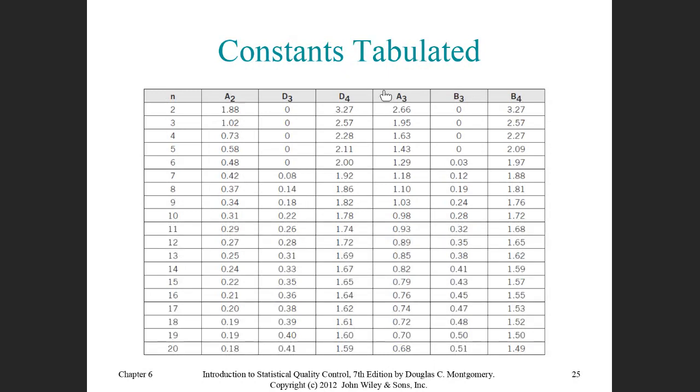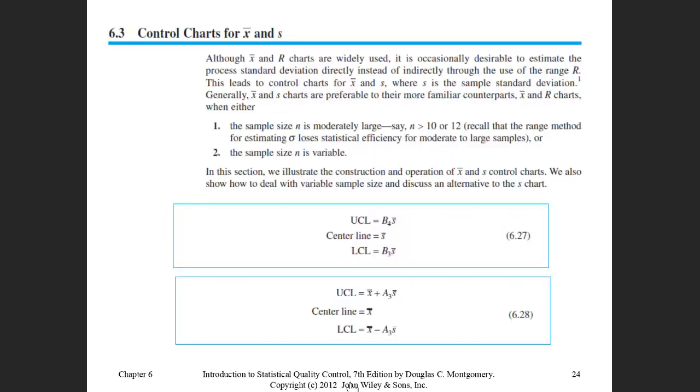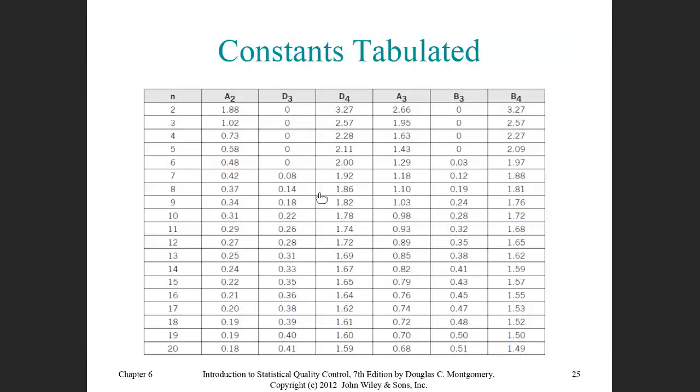Here is where you find the X bar. The S chart needs you to have the constants B4 and B3, and here you can find the B4 and B3 based on the sample size. So we will usually have, in the X bar S chart, a sample size greater than 10.